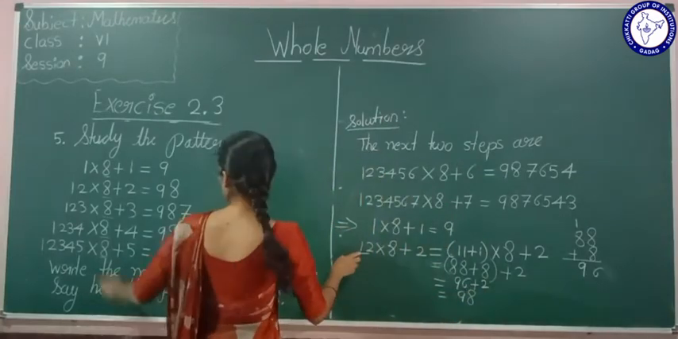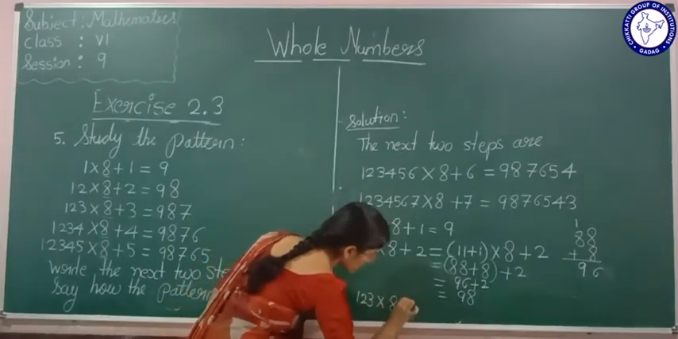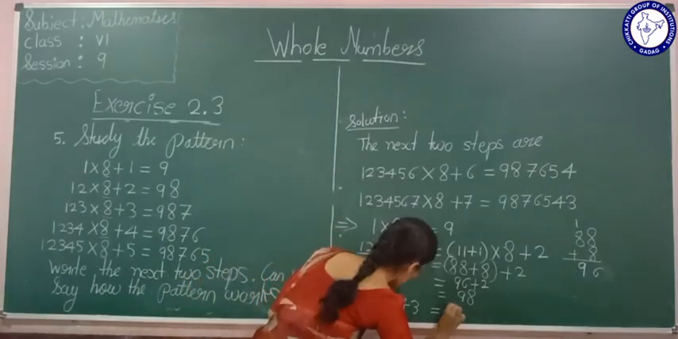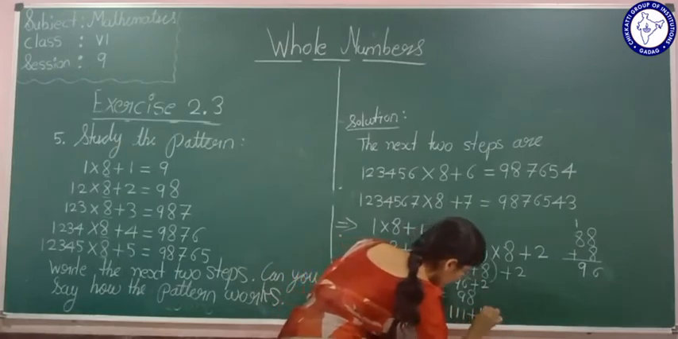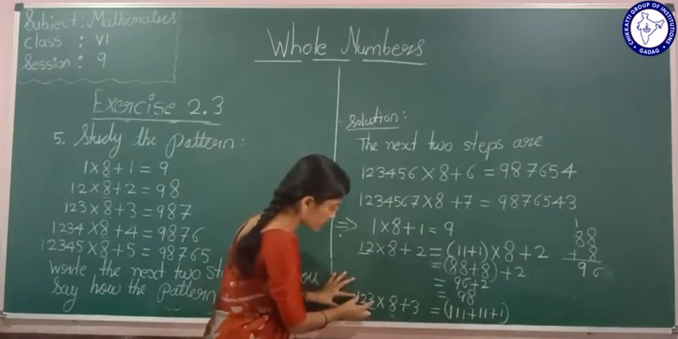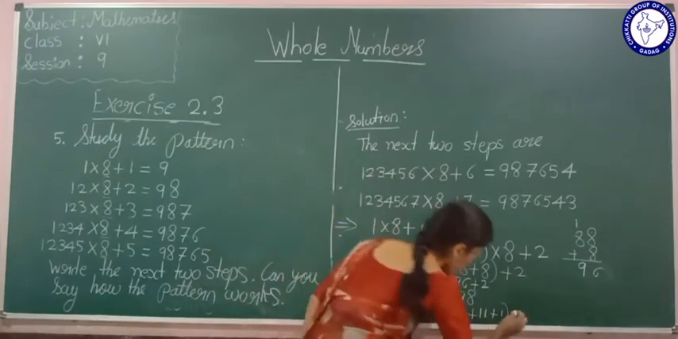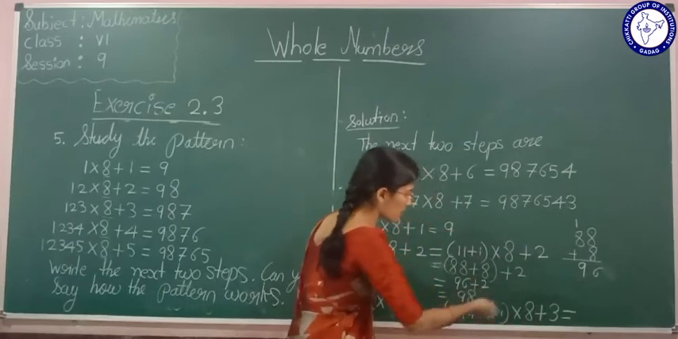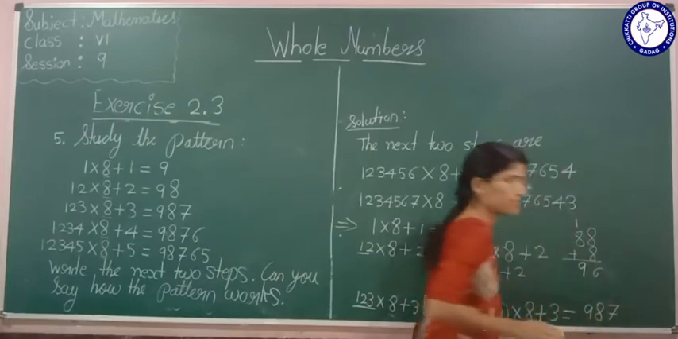Next, 123 multiplied by 8 plus 3. This 123 can be written as 111 plus 11 plus 1, multiplied by 8 plus 3. If you simplify this, you are going to get 987.